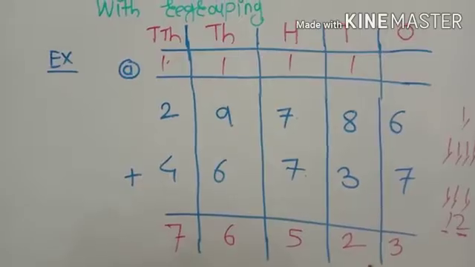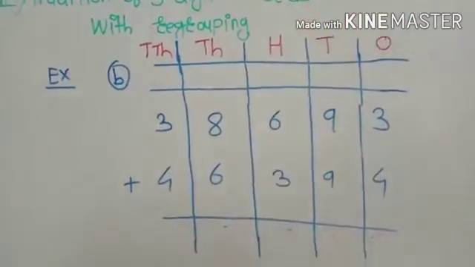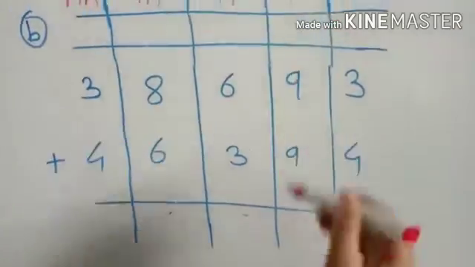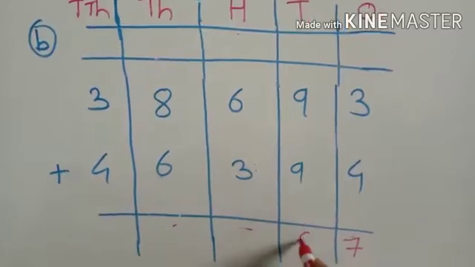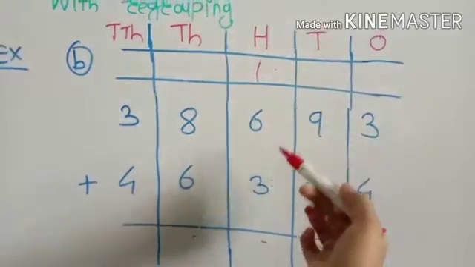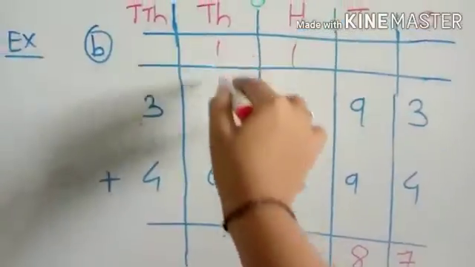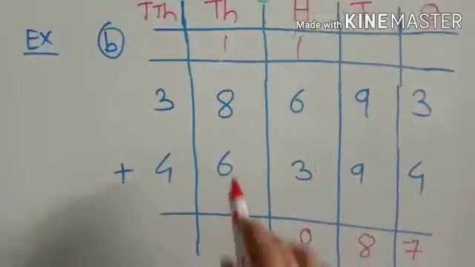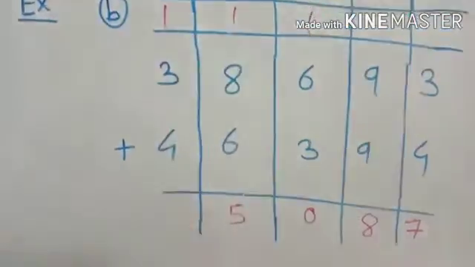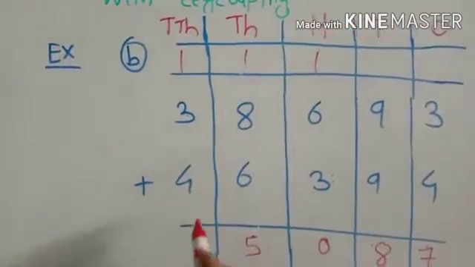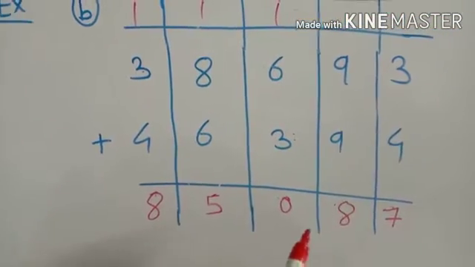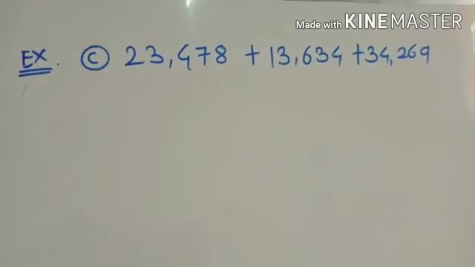Now let's see the second example. Now let's solve the second one. 3 plus 4, 7. 9 plus 9, 18. 1 plus 6, 7. 7 plus 3, 10. 1 carry. 8 plus 1, 9. Plus 6, 15. 1 carry. 3 plus 1, 4. 4 plus 8. Now answer is 85,087.